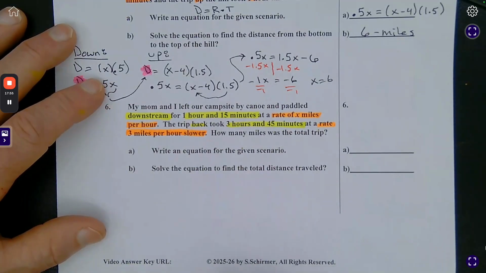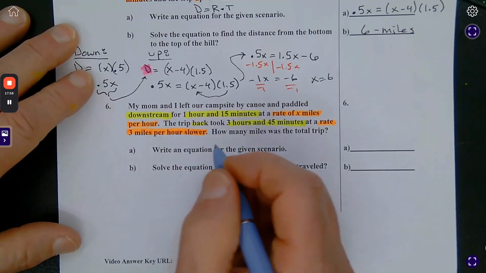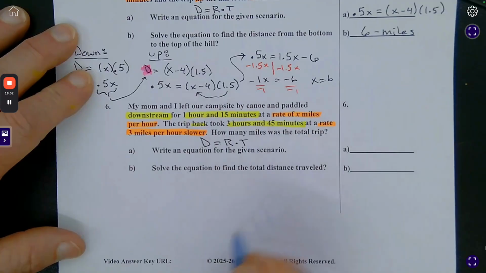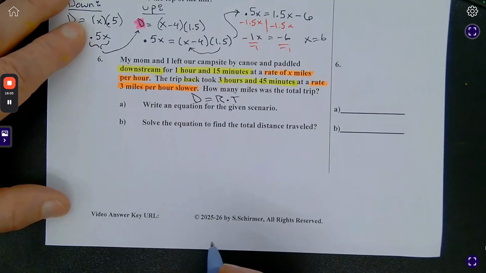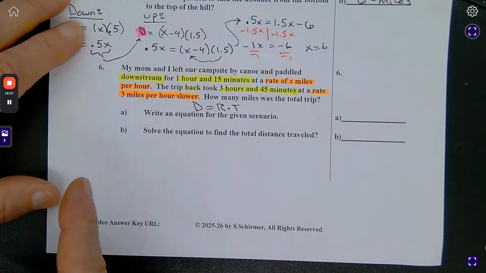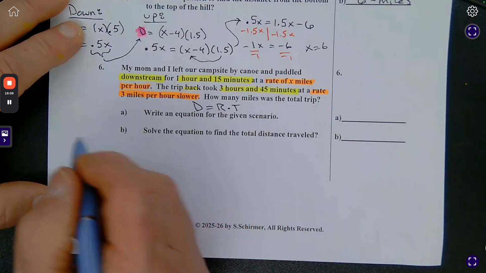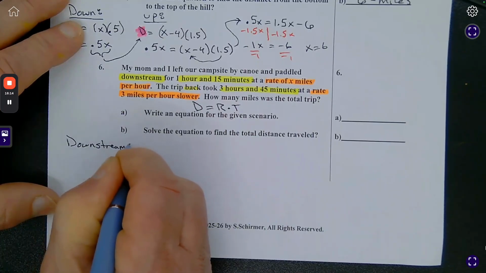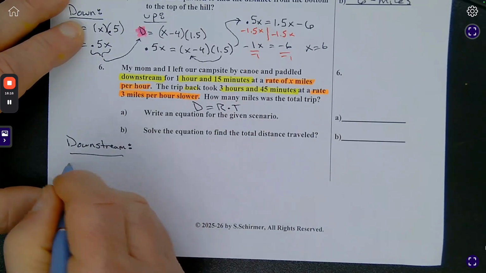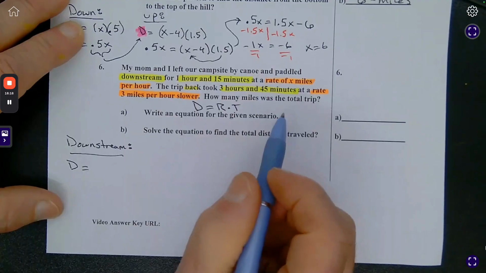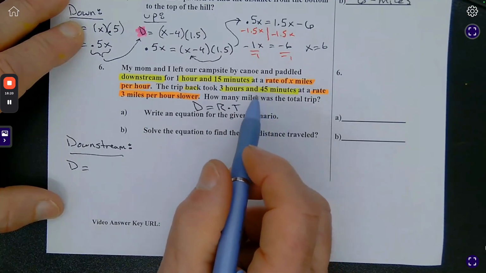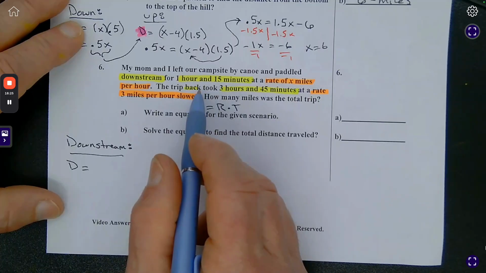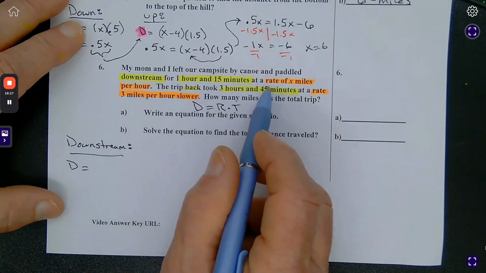All right, write an equation. Remember, we're talking about distance equals rate times time. So we have two distances: a distance going downstream and a distance going upstream. So downstream, distance is equal to my rate, which is X.